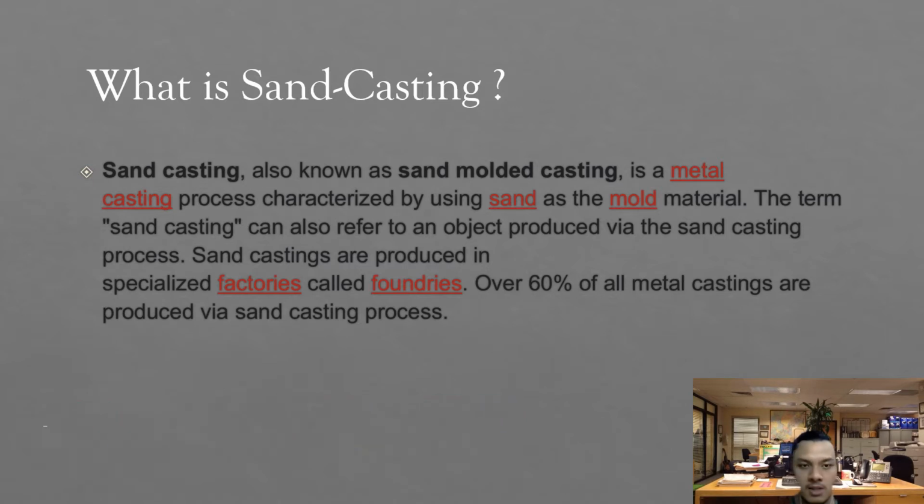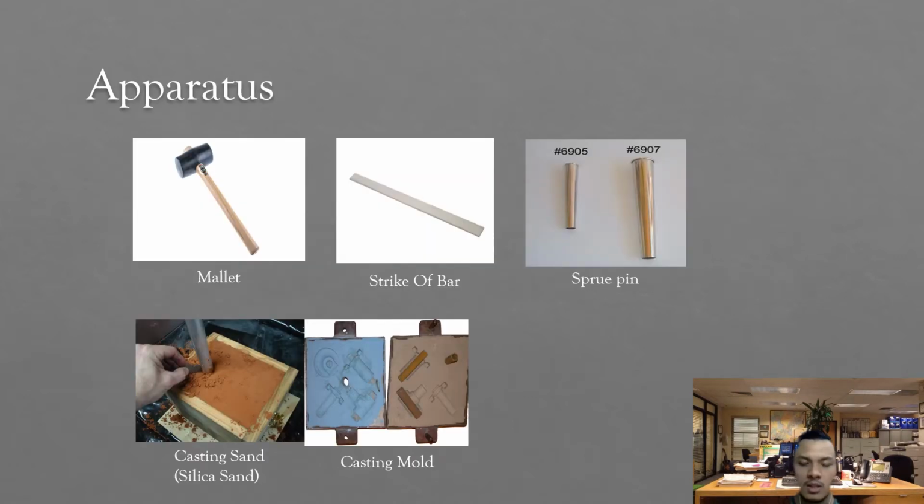What is sand casting? Sand casting, also known as sand molded casting, is a metal casting process characterized by using sand as the mold material. So, in sand casting, we use the mold to create the shape of an object that will be used in the foundry. It is also stated here that over 60% of all metal castings are produced via the sand casting process. Then let's move on to the apparatus for the sand casting process.